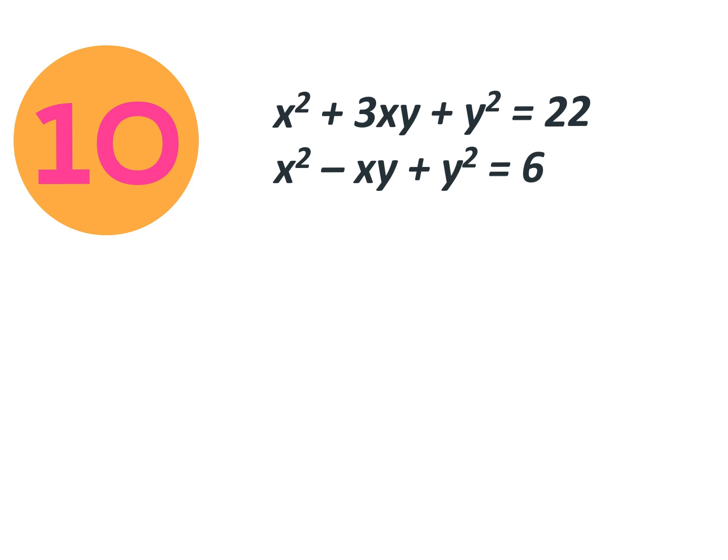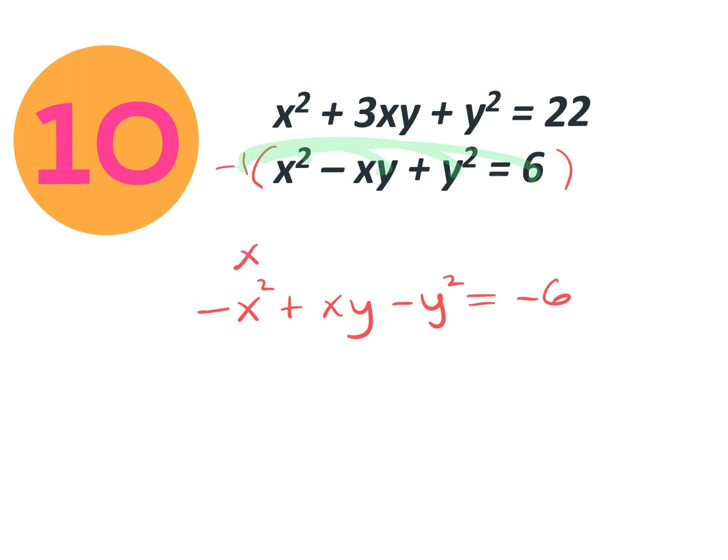So if I take my second equation and if I multiply all 4 pieces of this by negative 1, I get negative x squared plus xy minus y squared equals negative 6. I distributed a negative 1 to each of these. I'm now going to take the first equation and I'm going to write it right on top.